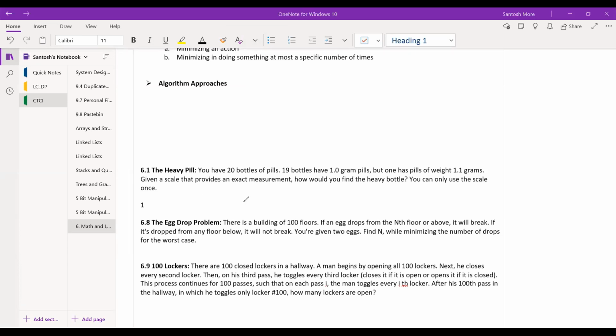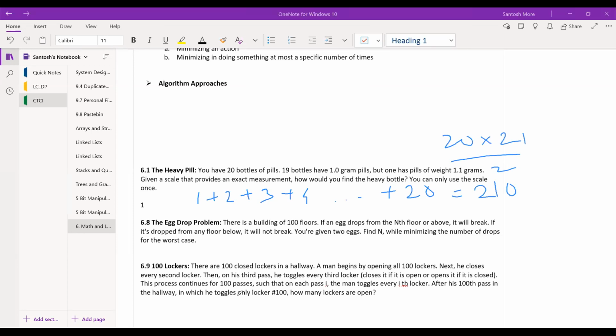So the first bottle, you take one pill. Second bottle, you take two pills. Third bottle, you take three, 4, and so on and so forth till your 20th bottle. And now when you weigh them, what are you supposed to get? If they are all 1 gram, you will get a weight like 210, n into n plus 1 by 2, so 20 into 21 by 2. Yeah, so you get this.